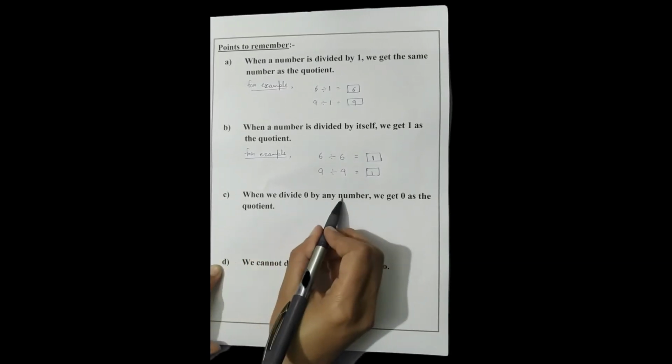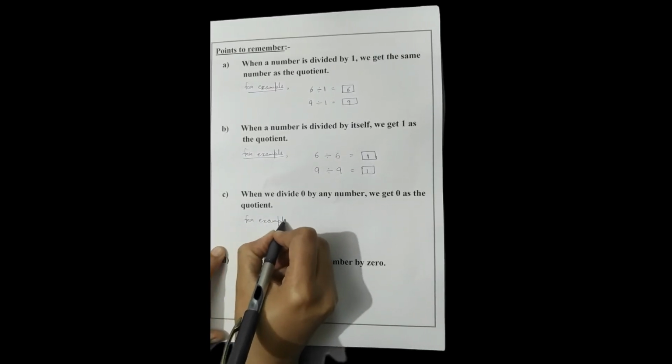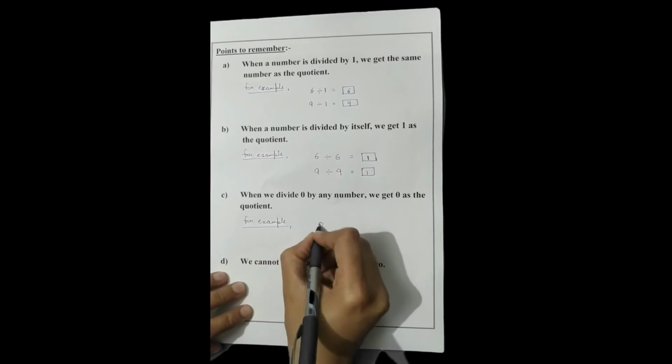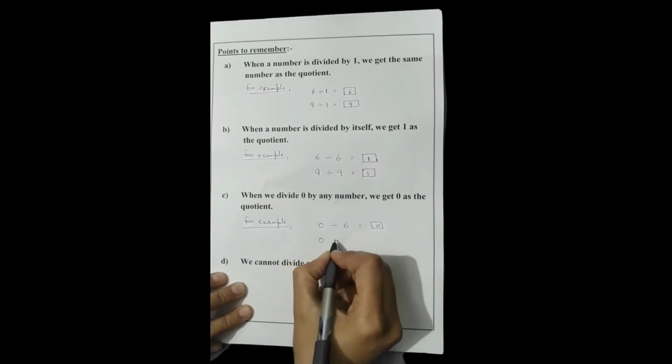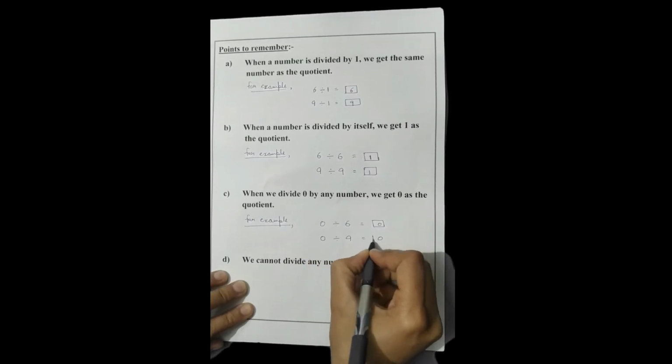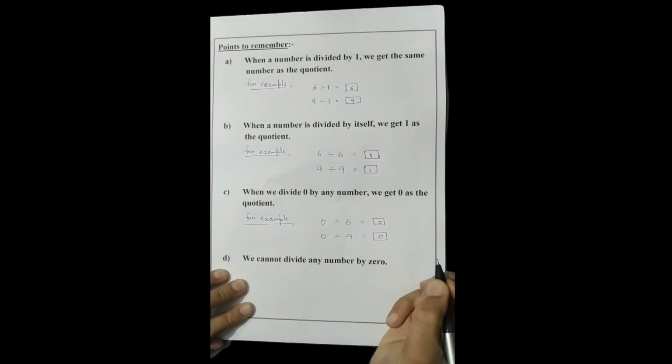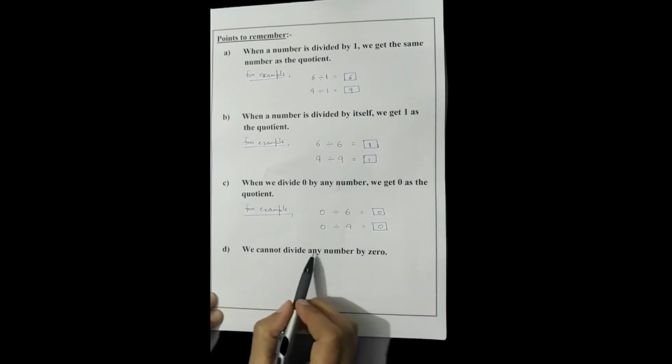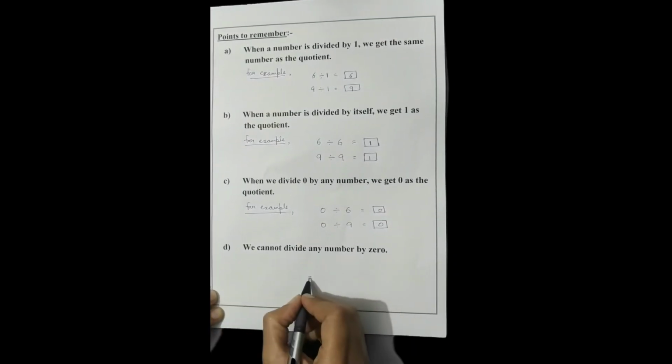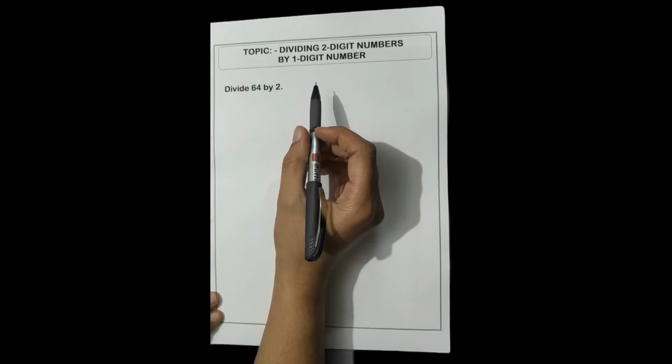Next is, when we divide 0 by any number, we get 0 as the quotient. Let's take an example. 0 divided by 6, we get 0 as the quotient. 0 divided by 9, we get 0 as the quotient. Next is, we cannot divide any number by 0. Move to the next topic, that is dividing 2-digit numbers by 1-digit number.